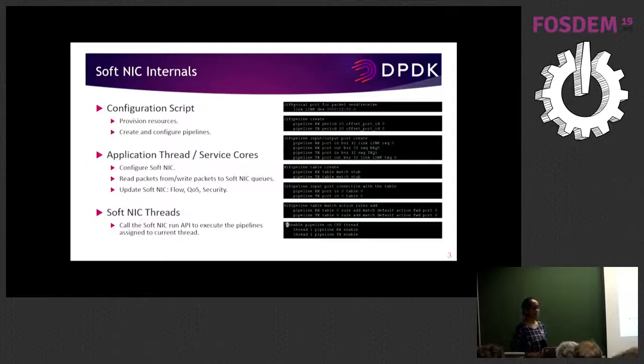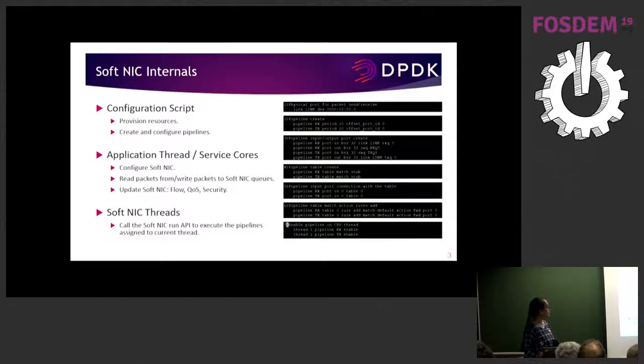So far, we have learned that SoftNIC provides software for the missing features of the hardware. So let's see how this can be achieved internally. To achieve these features, SoftNIC needs a configuration script. It supports a configuration script where applications can define the features they would like to have that are missing in the hardware. The script on the right side of the slide is a default example script, which can be used as a reference to configure more complex scripts.